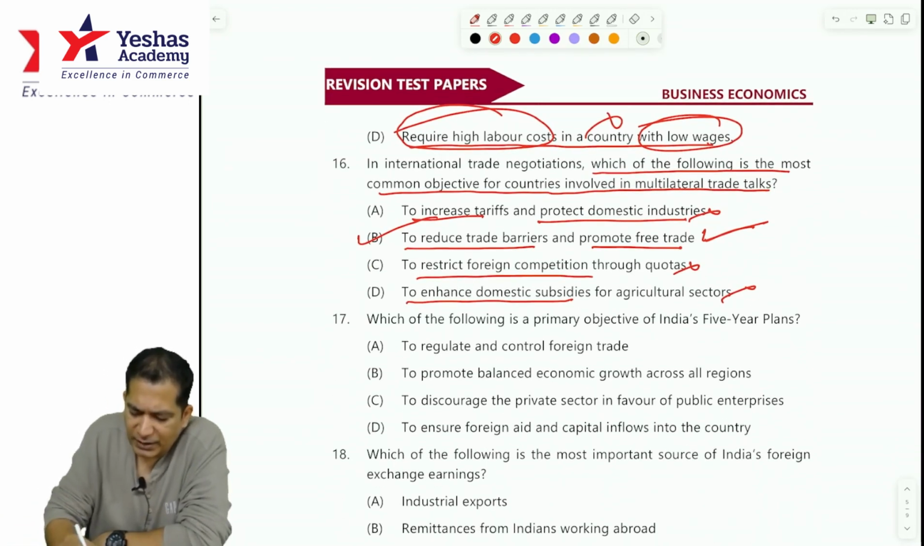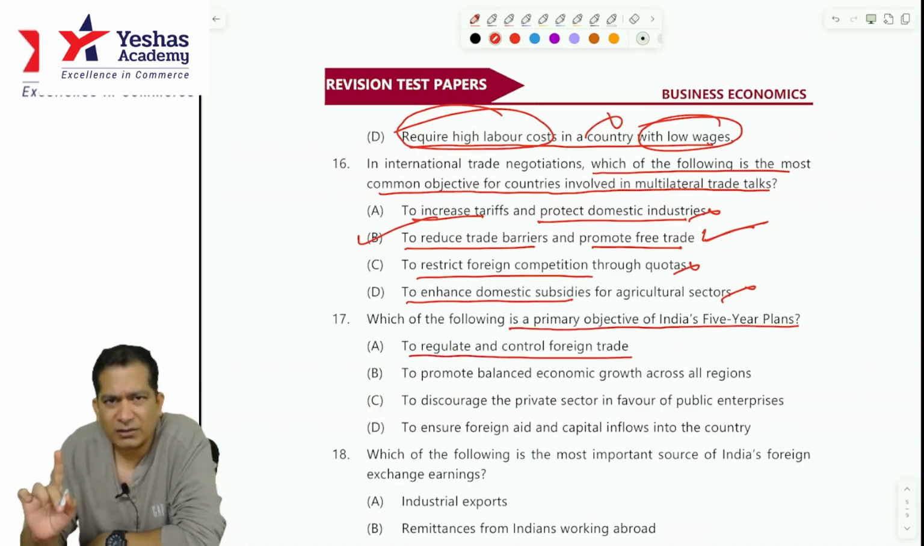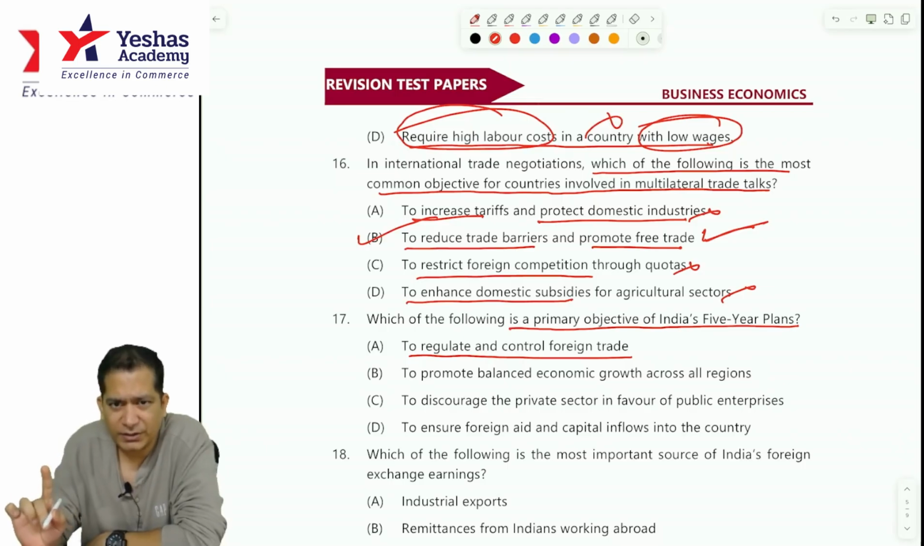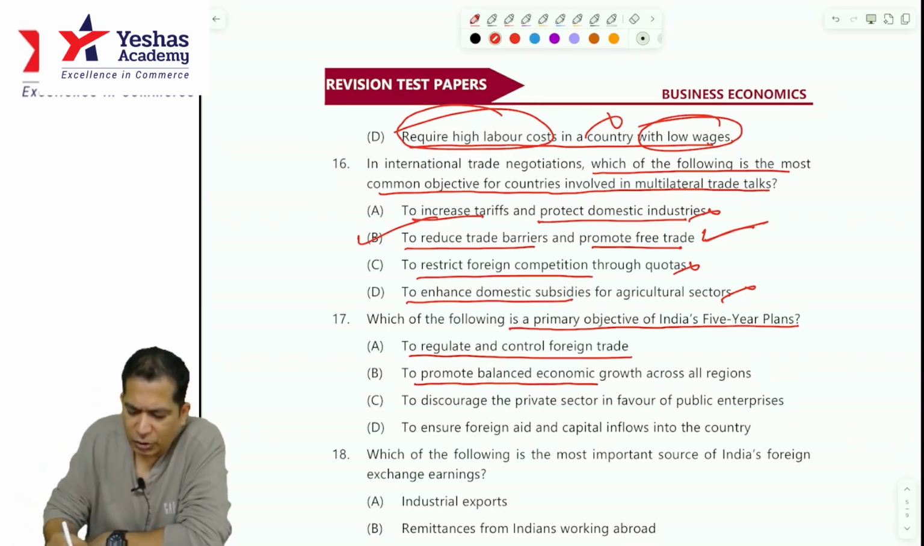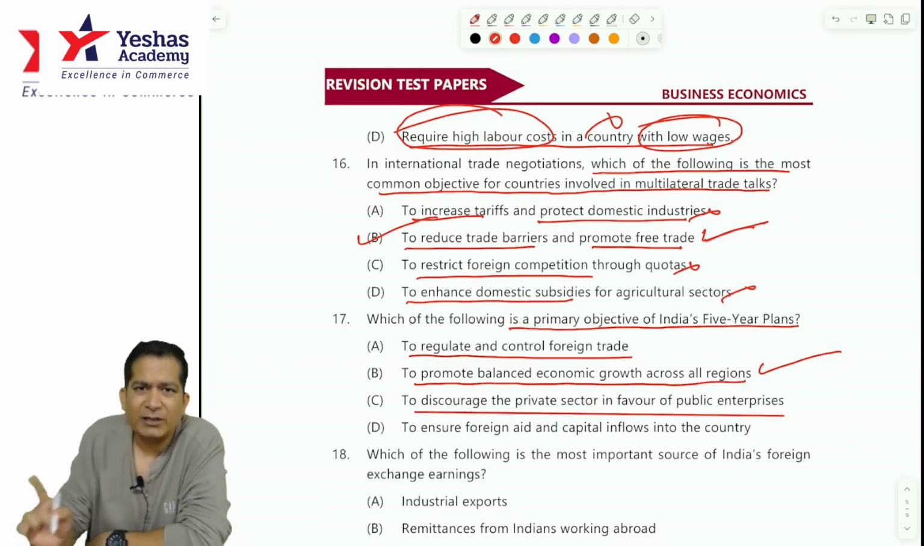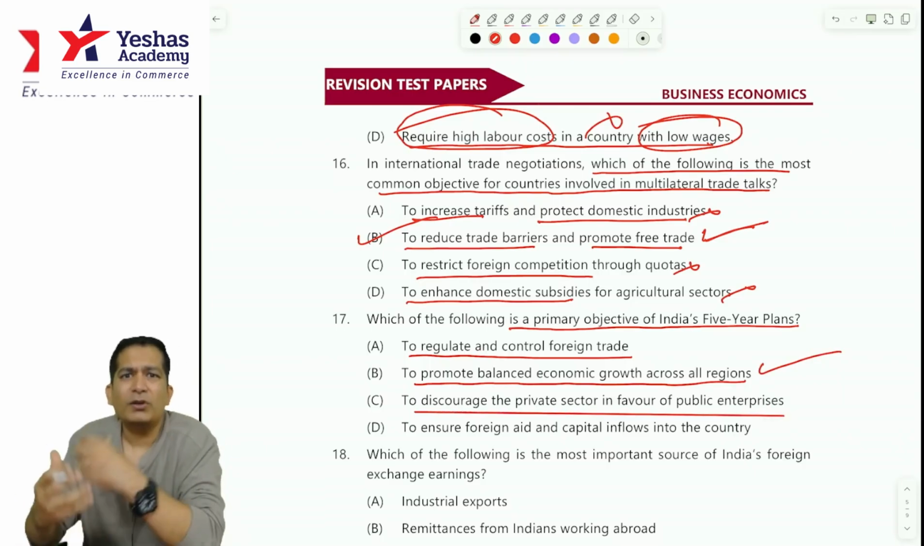Which of the following is a primary objective of India's 5-year plan? To regulate and control foreign trade? No, foreign trade is controlled through FTP, foreign trade policy. To promote balanced economic growth across all regions? Yes, definitely. To discourage private sector in favor of public enterprises will lead to crowding. And crowding out is bad.